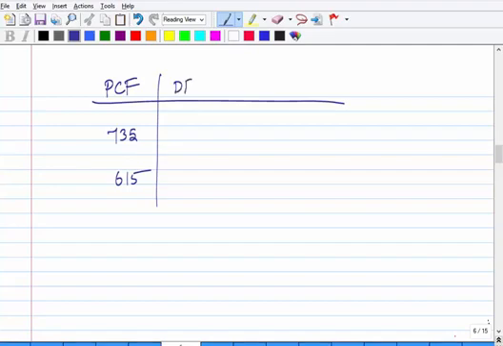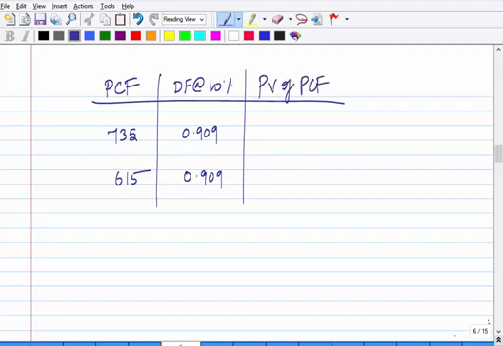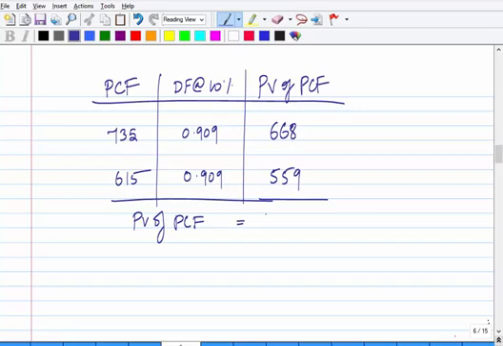Discount factor at 10% was 0.909 and again 0.909, because both the cash flows are in year 1. So if you multiply, you get present value of probable cash flows, and that's going to be 668 and 559. Okay. So if you total both, what you get is present value of probable cash flows, and that's 1227. But now we should find out the net benefit.